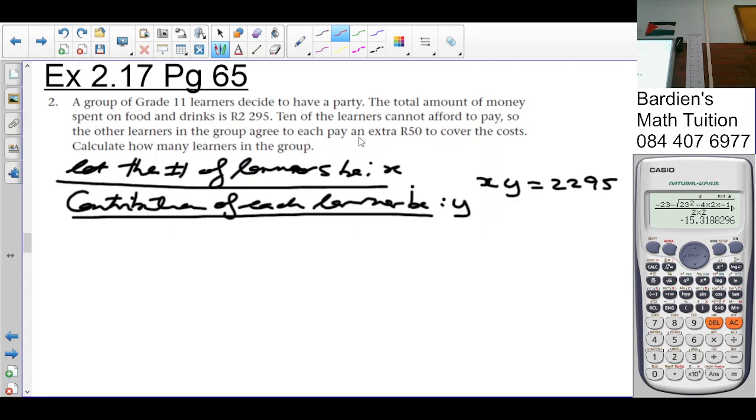Then the story goes on. 10 of the learners cannot afford to pay. So what does that mean? The number of learners who actually pay is going to be x minus 10. The other learners in the group agree to pay an extra 50 Rand. So what does that mean? The contribution of each paying learner.